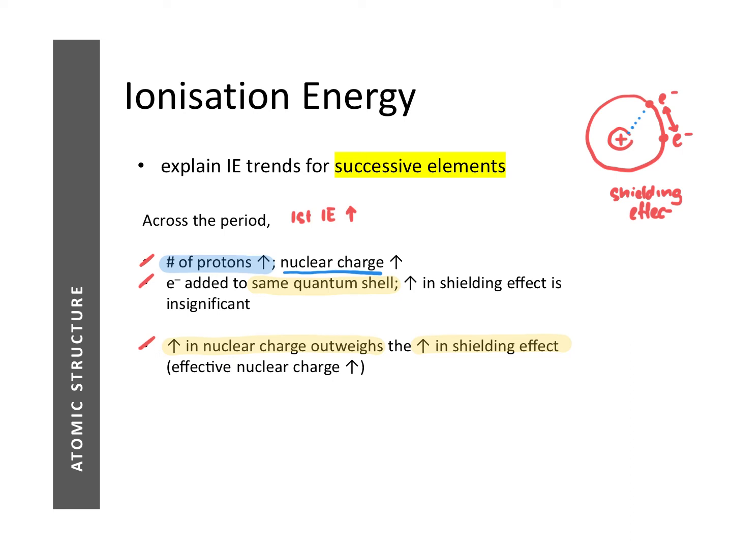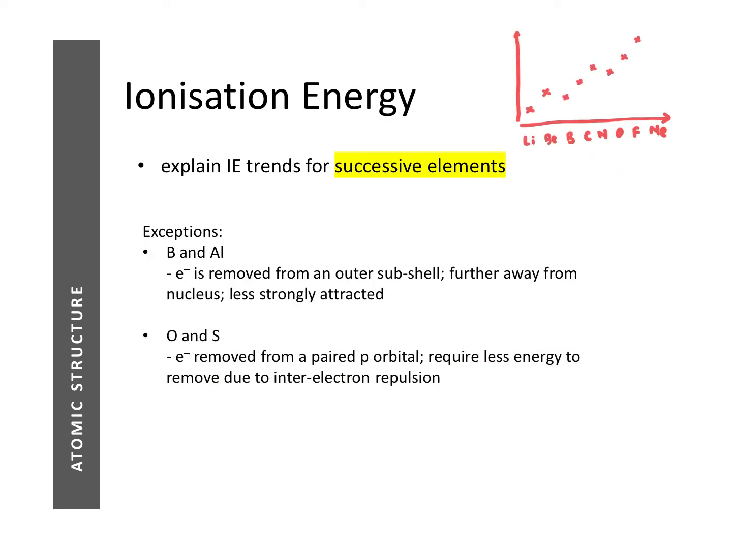So the net attraction is known as your effective nuclear charge. So your effective nuclear charge increases across the period. Now, what we have seen is that the first ionization energy generally increases across the period. So we are looking at period 2 over here.